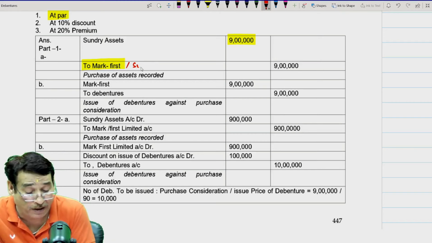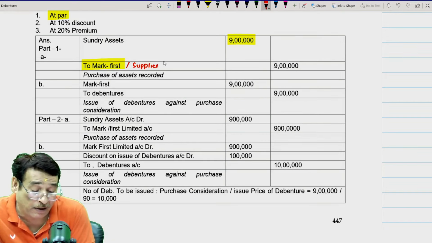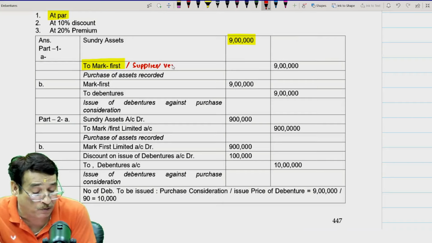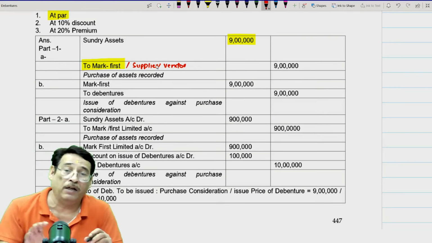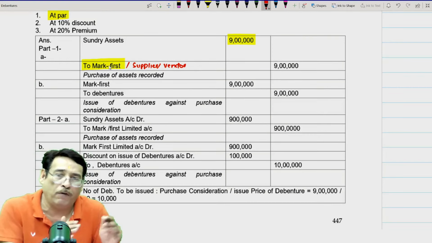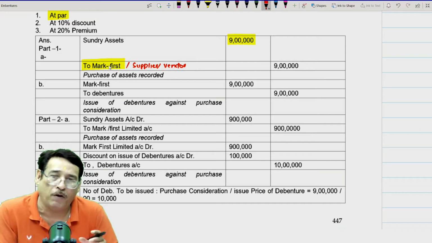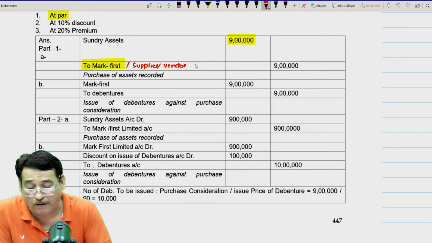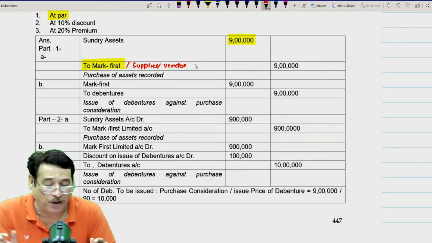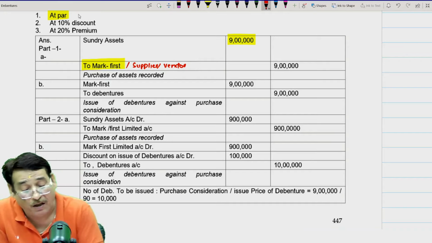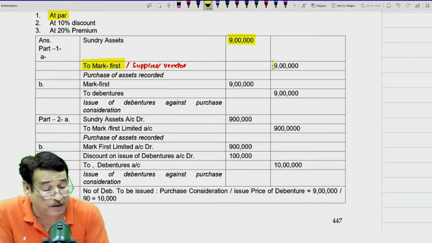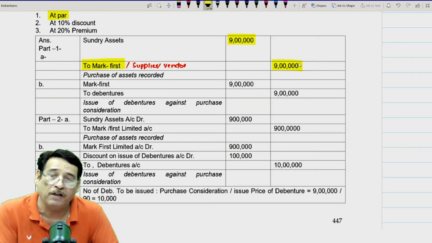I can also write to supplier company account, vendor company account, or creditor company account. Correct? But it is better if the name of the party from whom we have acquired the asset is given. Then in that particular case, it is always better to mention the name of that particular party. So this is your first entry and this entry is common entry. Correct? 9 lakh, 9 lakh. You have purchased it for rupees 9 lakh. So you are going to present it here as 9 lakh.